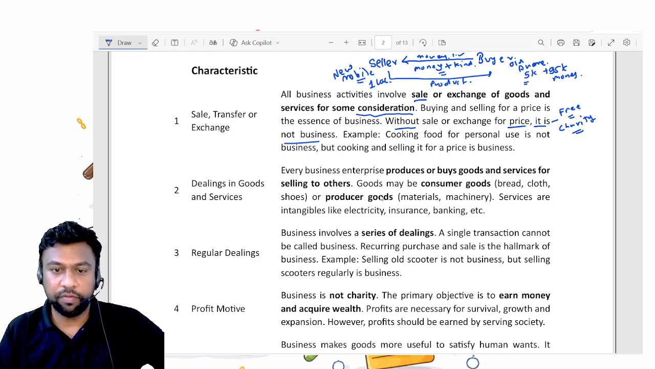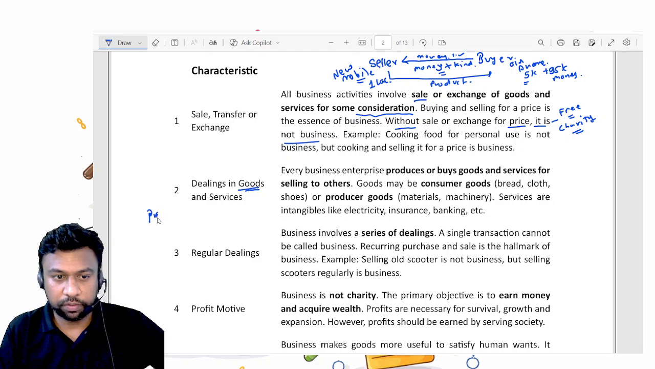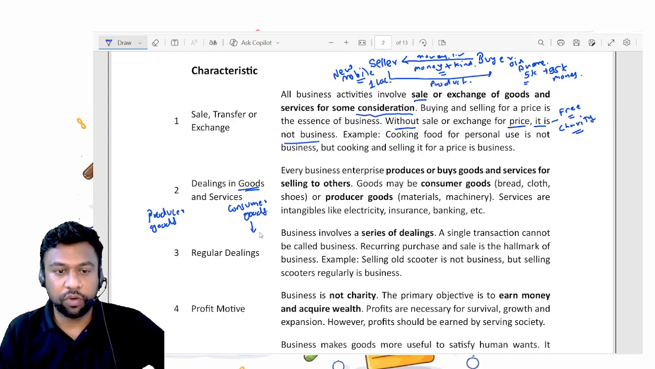So here we have seen two types of goods. If the person is dealing in goods, there can be two types of goods. One is your producer goods and one is your consumer goods. Consumer goods are what you and me use in daily life, so daily activity.